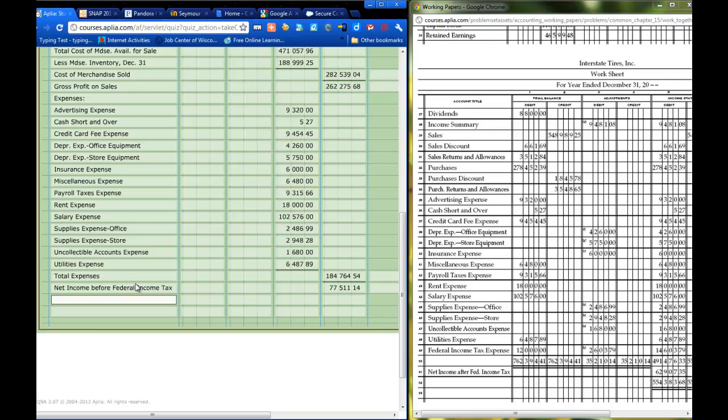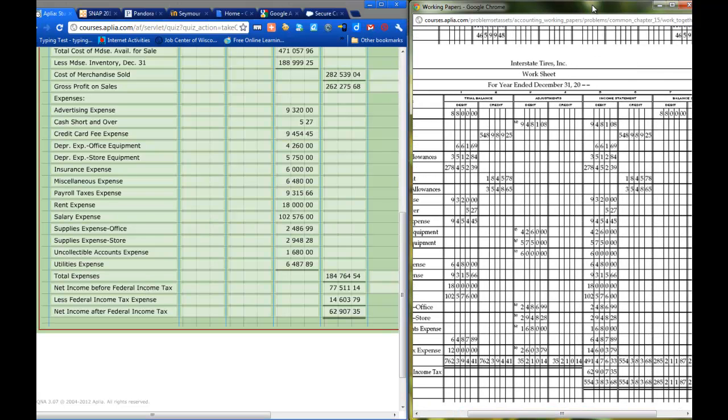From my net income, guess what I have to subtract? My federal income tax expense. And that we are going to get from our trial balance, and it's going to be $14,603.79. Again, you need to remember to take that number here on our worksheet from our income statement column, not from our trial balance. Okay? So I'm taking my federal income tax all the way over here because I've already gone through and calculated it with my adjustment column here. So I'm going to take that $14,000, go there, subtract over. And I'm going to have my net income after federal income tax, and that should give me $62,907.35.